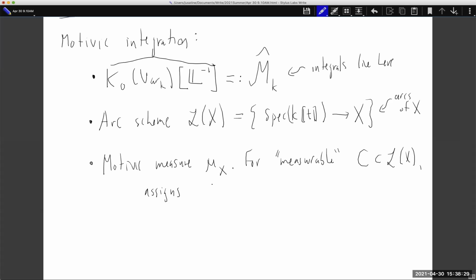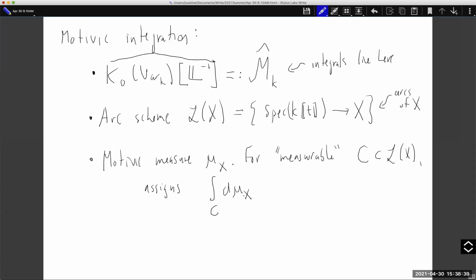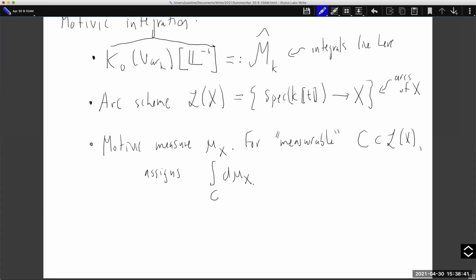And the notation I want to use for what mu X assigns to this measurable set is integral notation. This is just notation, but it's supposed to be suggestive: I take this measure and integrate it over this measurable set. But I just mean that this thing is assigning some element of this modified Grothendieck ring to any of these measurable sets C.